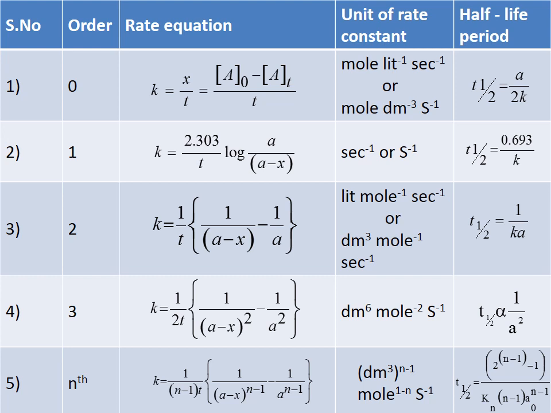For third order reaction, K is equal to 1 by 2t into 1 by (a minus x) the whole square minus 1 by a square. For second order reaction, 1 by a minus x. For third order reaction, 1 by (a minus x) the whole square minus 1 by a square.